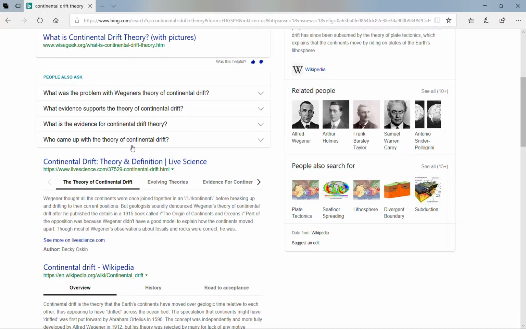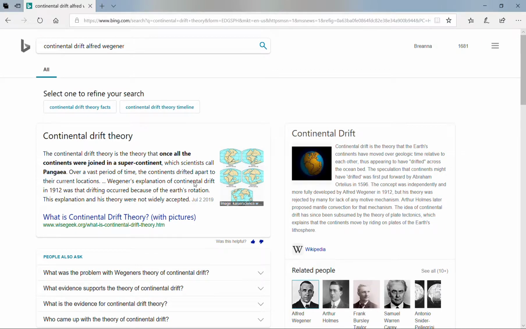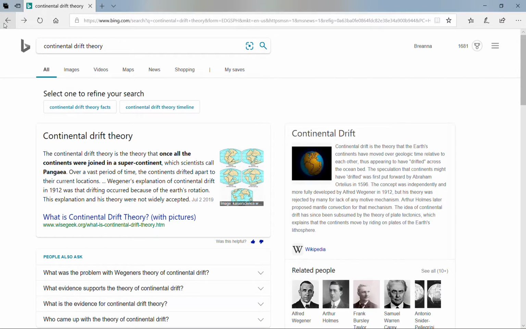Teacher Mrs. Smith, we have a project about the continental drift theory. The continental drift theory is a theory created by Alfred Wegener. He thought that all the continents fit together to make one supercontinent, Pangea. And over a vast period of time, the continents drifted apart to make the continents we have today.